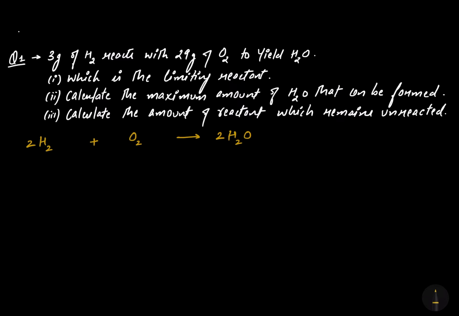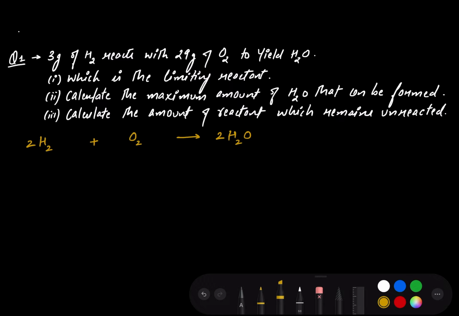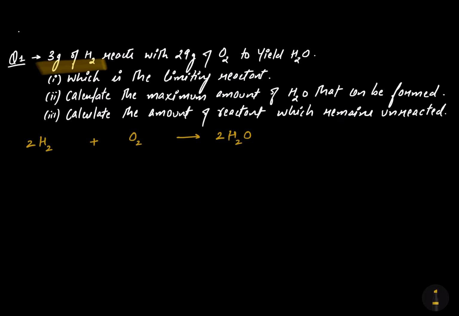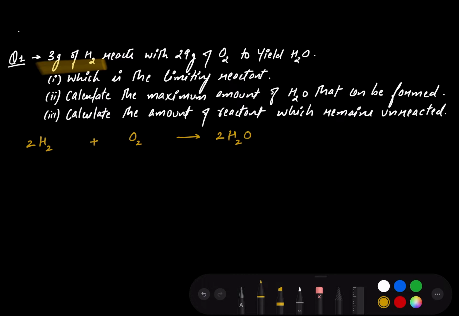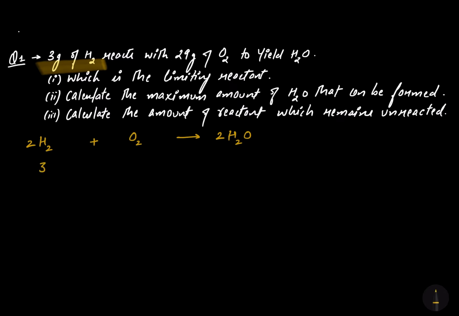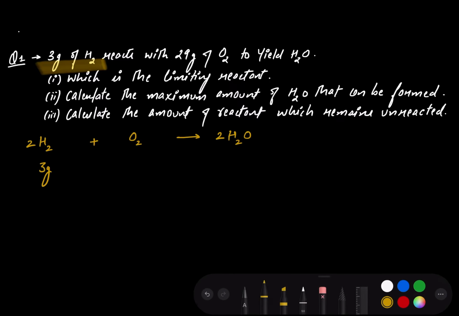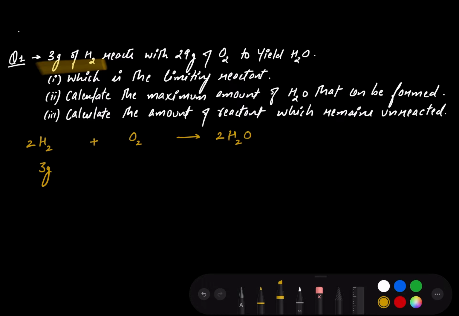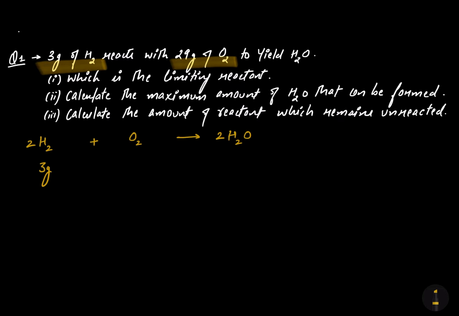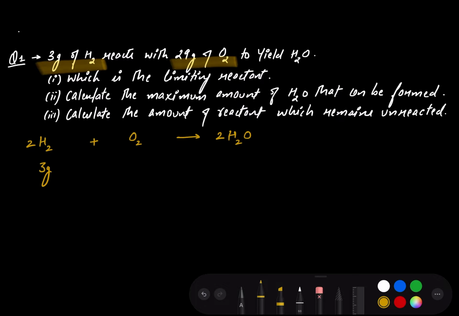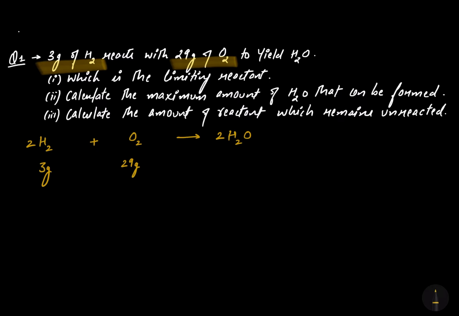Now let's talk about the given weights. What's the weight of hydrogen given here? 3 grams of hydrogen. And that of oxygen is 29 grams of oxygen. So it's the given weight in the question, and I'm representing both as capital W.